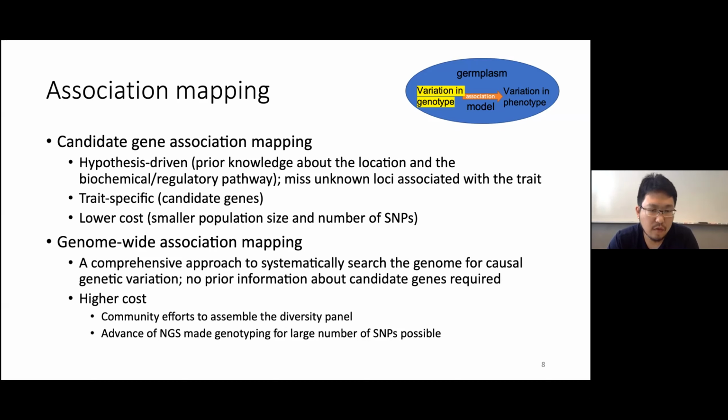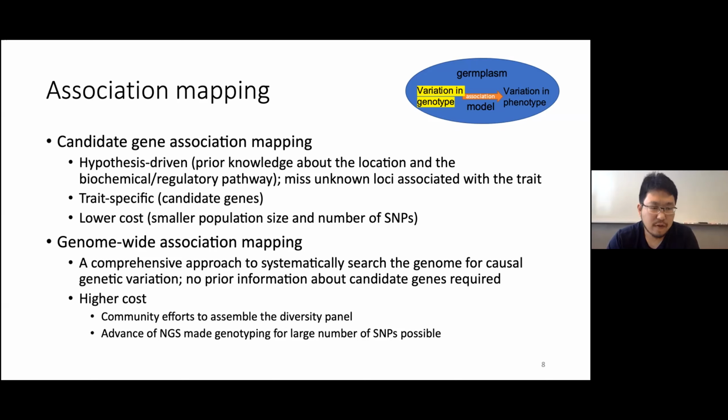Genome-wide association study, or genome-wide association mapping, is a comprehensive approach to systematically search the genome for causal genetic variants. By doing this, no prior information about the candidate genes is required. All you need to do is to assemble a panel, genotype the individuals with genetic markers, usually SNPs, collect the phenotypes you're interested in, and select the appropriate models. Then you can do the genome-wide association study to find the potential markers and candidate genes underlying these traits.